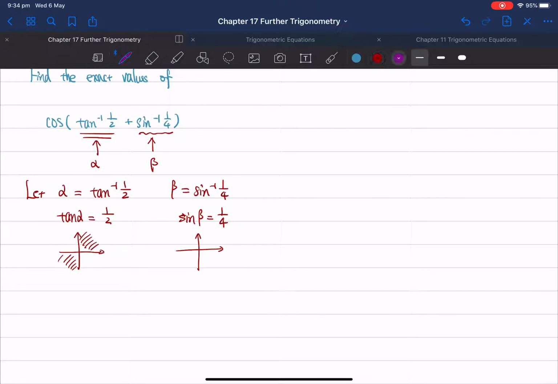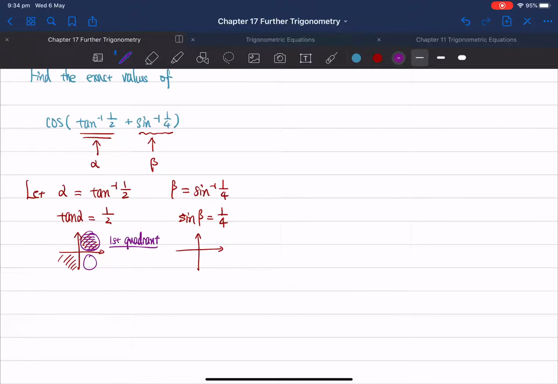Now, do you still remember what the range for tangent is? The range for tangent inverse is between negative pi on 2 and positive pi on 2. So it's actually here and here. Therefore, that is the common region, which means that's the first quadrant angle. So alpha is in the first quadrant.